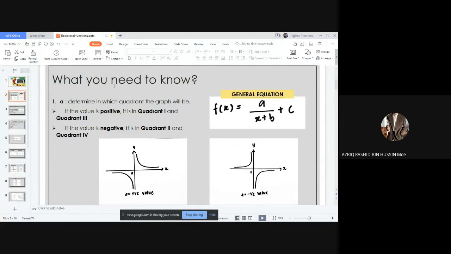The a is to determine in which quadrant the graph will be. For example, if your a is positive 2 or positive 3 or anything positive, it is in quadrant 1 and quadrant 3, like you can see below here. And if the value is negative, for example negative 3 or negative 5, the shape of the graph is in quadrant 2 and quadrant 4.